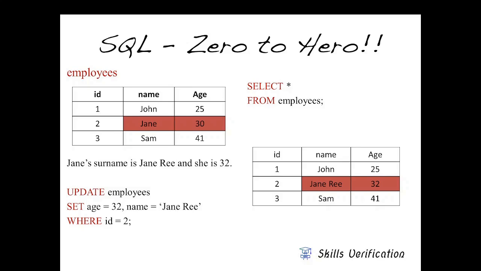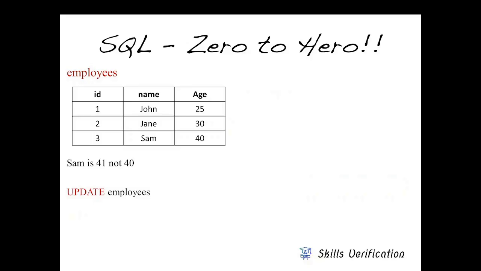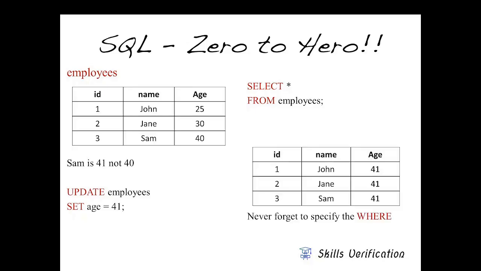What do you think will happen if we write an update statement without the where clause? For example, update employees set age equals 41. If you guessed that every single record would be affected, you're correct. The entire age column gets updated with the value 41 since we didn't specify which rows to target with a where clause. Be extremely cautious about this. Never omit the where clause unless you explicitly intend to update all records.